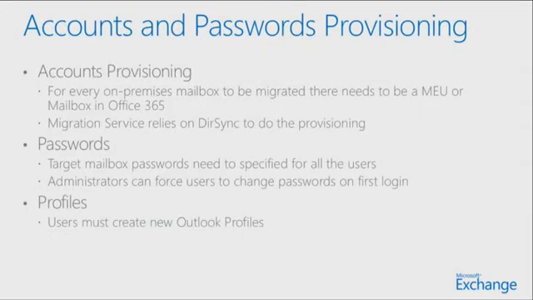Account provisioning: for every on-premises mailbox to be migrated, there needs to be a MEU or mailbox in Office 365. Migration service relies on DirSync to do the provisioning. Passwords: target mailbox passwords need to be specified for all users. Administrators can force users to change passwords on first login. Now this will change with a new version of DirSync that's coming out, so that'll sync their on-premises password. Profiles: users must create their new Outlook profile.